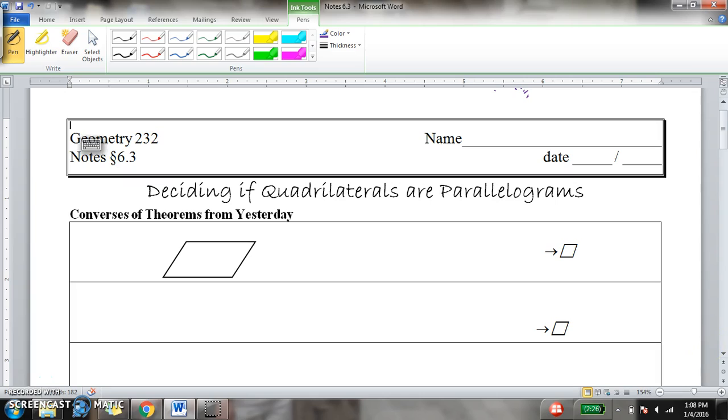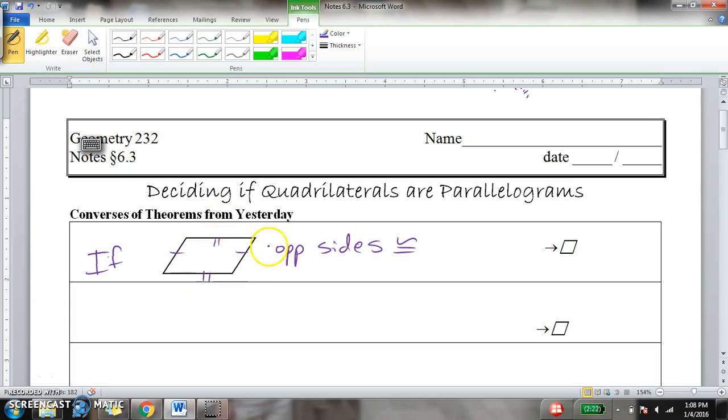In the last section we said if you have a parallelogram, then 4 different things are true. In this section we're saying if any one of those 4 things are true, then you have a parallelogram. So the first one was if your opposite sides are congruent to each other. So if you have a quadrilateral and you don't know if it's a parallelogram, but you know that the opposite sides are congruent, then you can say it's a parallelogram.